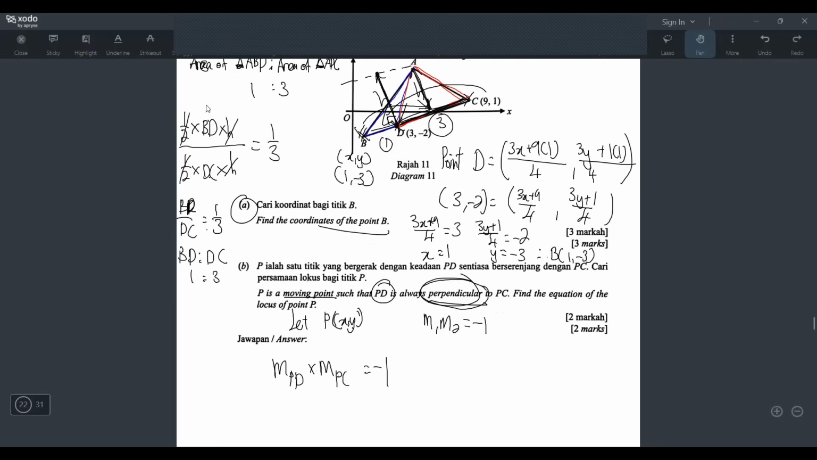Yeah. So you just find the gradient of PD lah. Okay, how to find the gradient of PD? Point P is xy, point D is 3, negative 2. And the formula for gradient is y minus y over x minus x. So y minus negative 2, y plus 2, over x minus 3. And then times with the gradient of PC. P is xy, point C is 9, 1. So the formula for gradient: y minus 1, and then x coordinate minus x coordinate, x minus 9. And this whole thing equals negative 1, right?